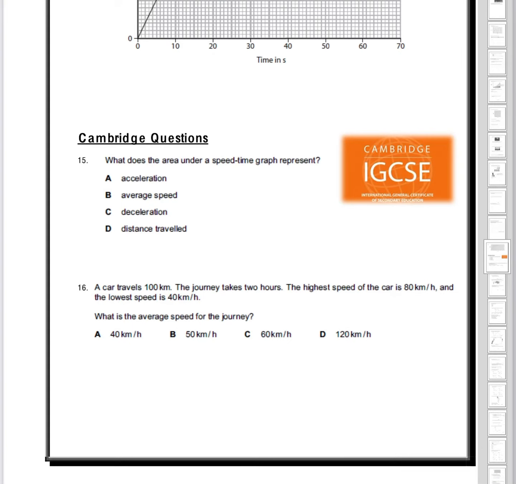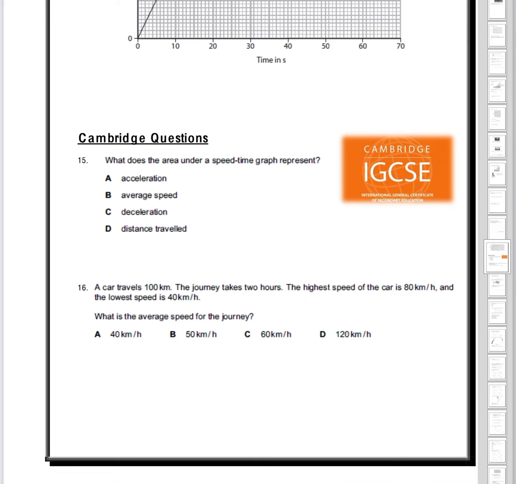Hello everyone, and today we're going to take a look at some multiple choice questions from the Cambridge IGCSE physics section. Now, these questions are just to give you guys an idea of what you'll face in the multiple choice section of the paper. Let's start with question number 15.